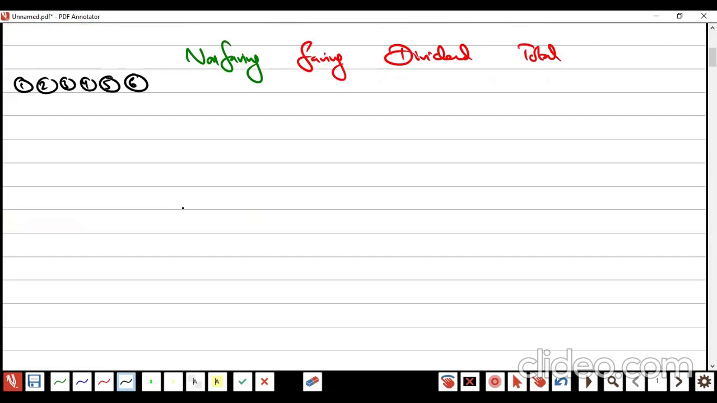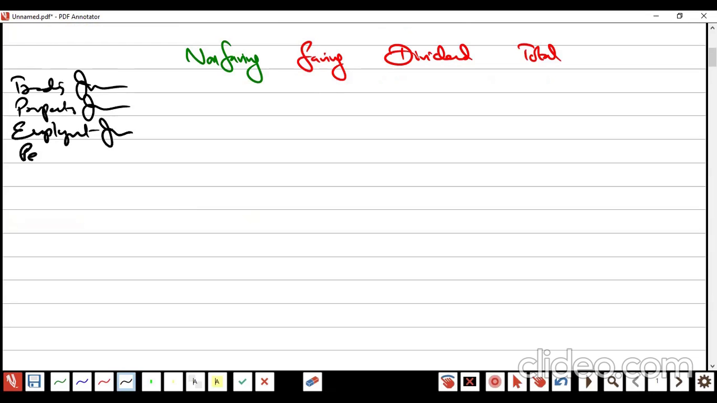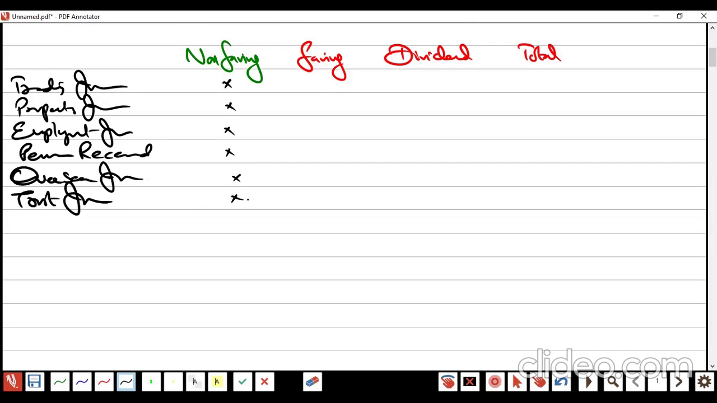Am I right? So if I write all of them at very fast speed: trading income, property income, employment income, pension received, overseas income, and trust income. 1, 2, 3, 4, 5, 6 items.